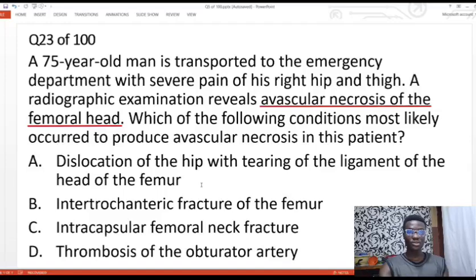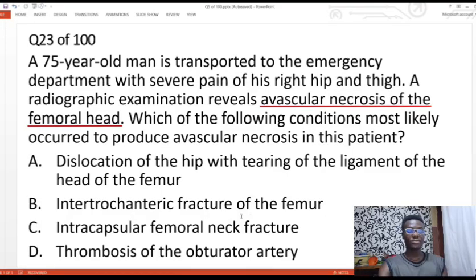The artery that runs along the ligament of the head of femur is the obturator artery, and the obturator artery is the major arterial supply to the head and the neck of femur in infants. It is in children that the obturator artery serves as the major arterial supply to the head and the neck of femur. So that is not the correct answer, because the person we are examining is a 75-year-old man. Dislocation of the hip with tearing of the ligament of the head of femur will not result in avascular necrosis in this patient. So option A is not part of our answer.